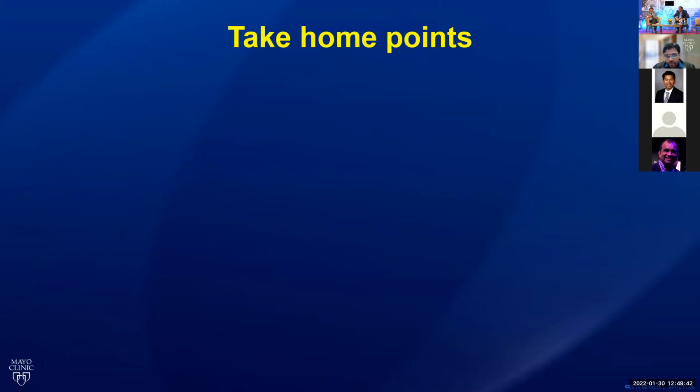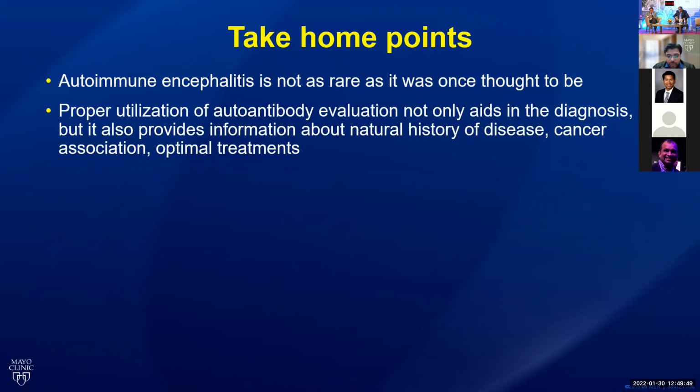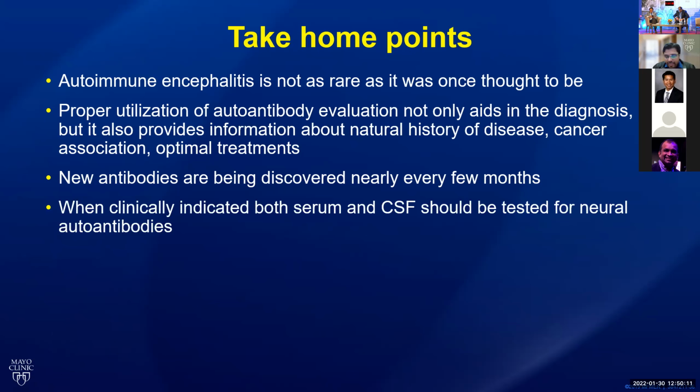So the take-home points of this talk are: 1, autoimmune encephalitis is not as rare as it was once thought to be. The utilization of antibodies can not only help us with diagnosis, but also provide insight about the natural history of the disease, cancer association, and selection of treatments. New antibodies are being discovered nearly every few months, which might end up making it to some of these panels which are being offered. And when clinically indicated, I recommend sending both serum and CSF for autoantibody testing.